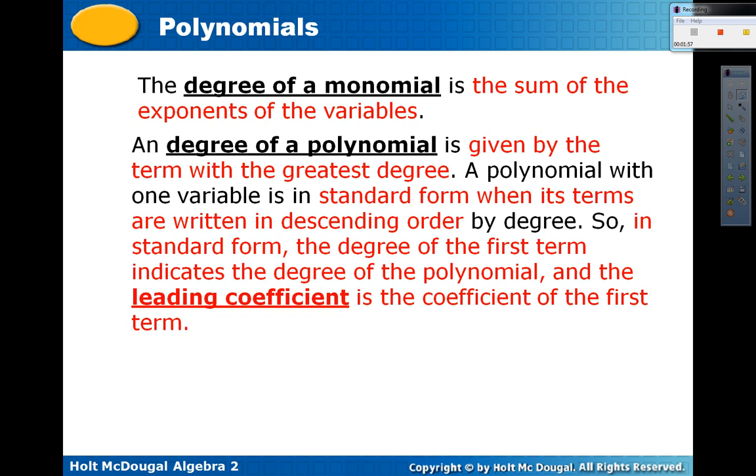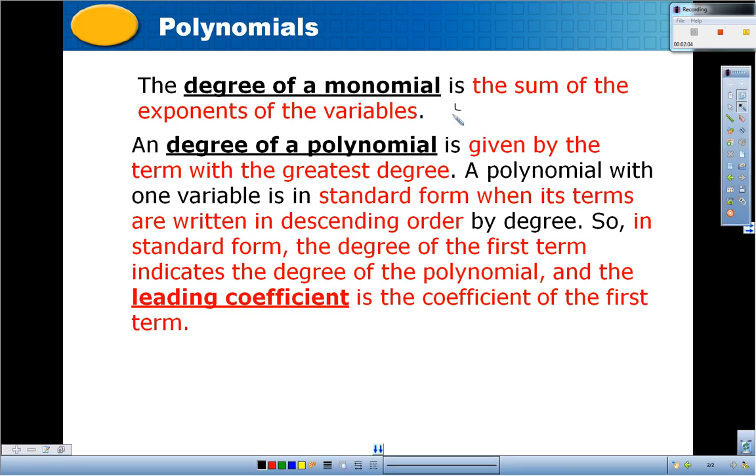Now, the degree of a monomial is simply the sum of the exponents of the variables. So for example, if I give you this monomial, 5x to the third yz to the second, my degree for this monomial would be 3 plus, understood 1, exponent on the y, plus 2, so that would give me a degree of 6. Now, a degree of a polynomial is given by the term with the greatest degree.